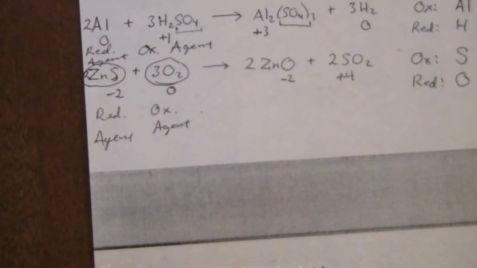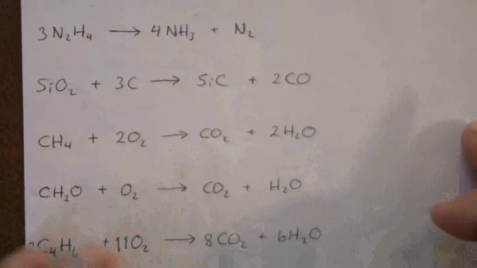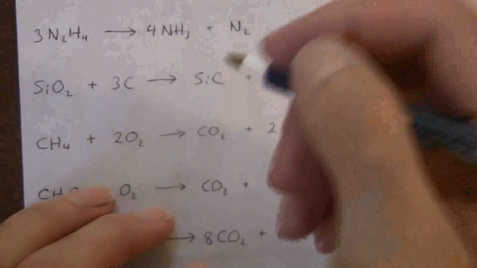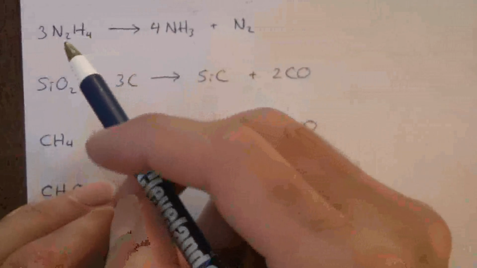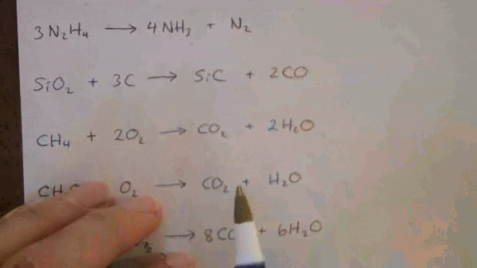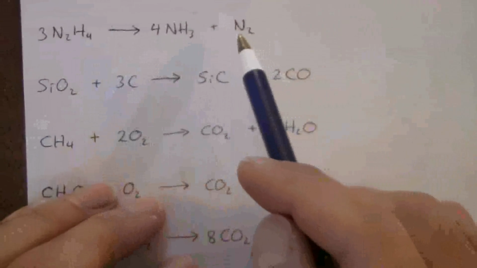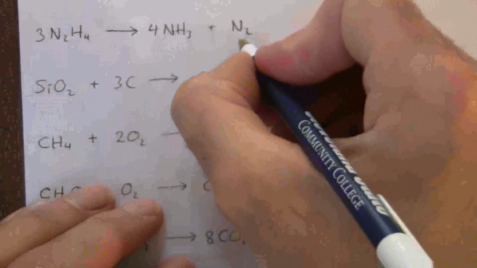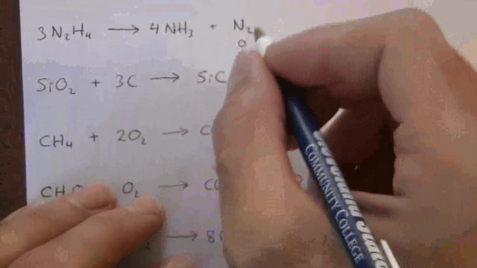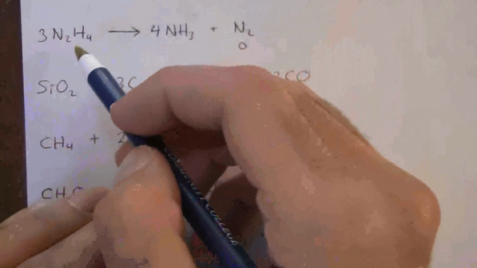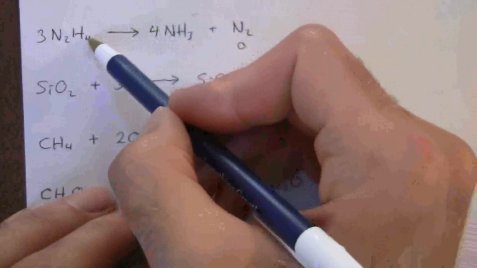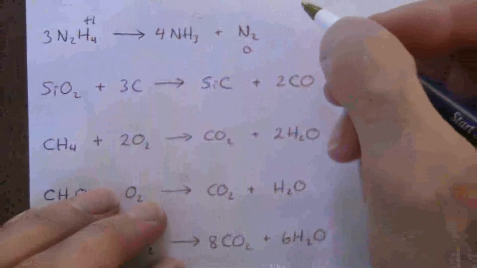Let's look at some more here. A few more examples to give us more practice. Okay. Is this a redox reaction? Immediately you know it has to be, because you see that elemental nitrogen, 0 oxidation number. Over here it is in a compound, so let's look at its oxidation number. Okay. Hydrogen, always +1 when it's in a compound.